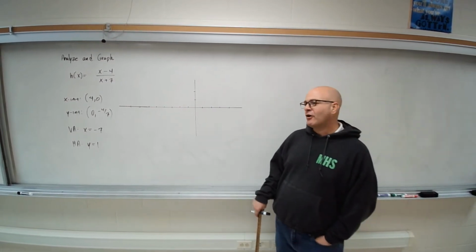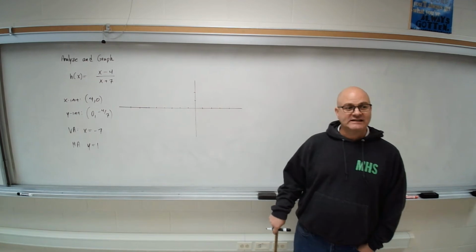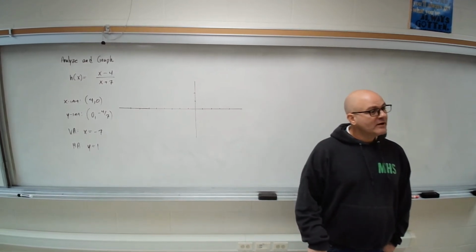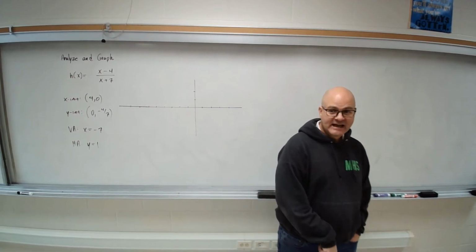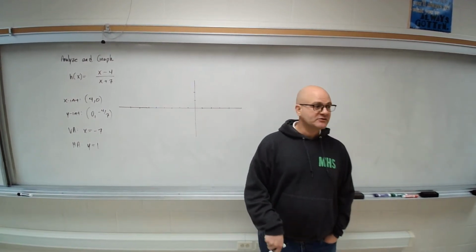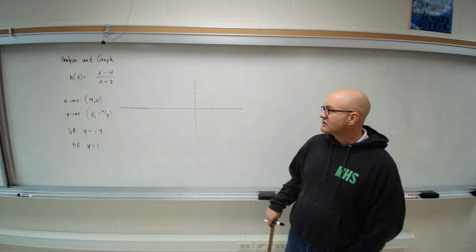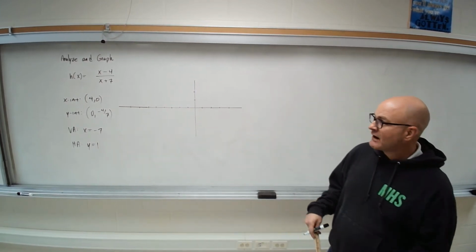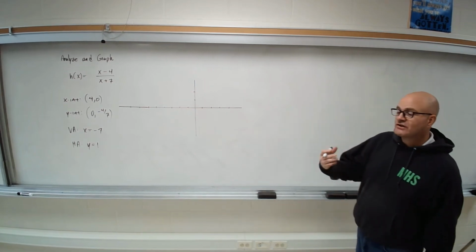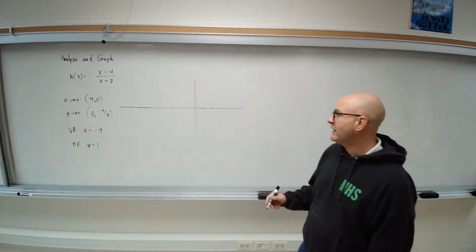Just like with polynomials, it's probably not going to be the most exact, super accurate graph, but we should at least have the shape. We should be able to indicate where it's above the x-axis, where it's below the x-axis, where there's significant features. So to start with, we had our function h of x equals x minus 4 over x plus 7, and we're just going to put what we know on the coordinate plane.